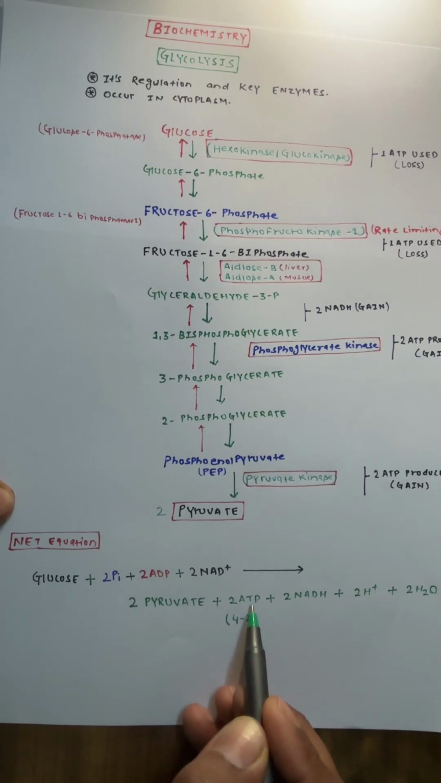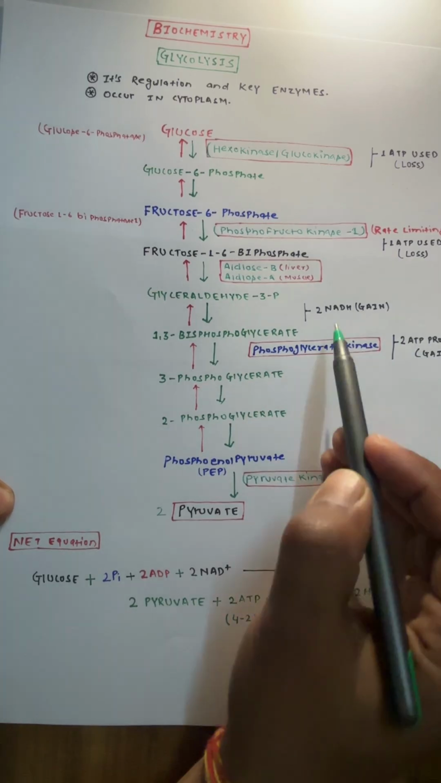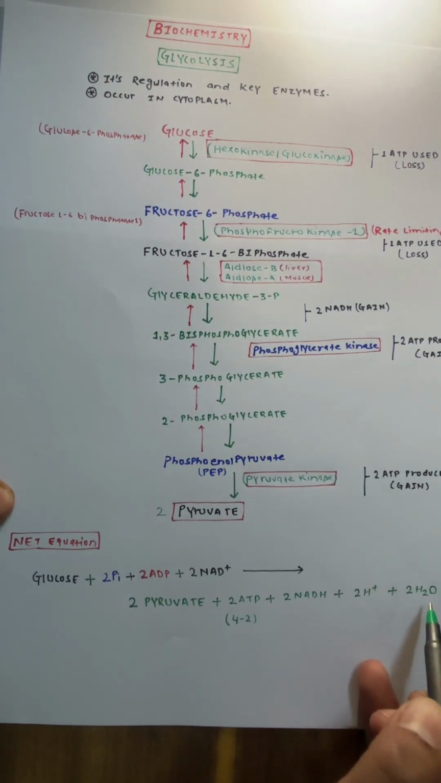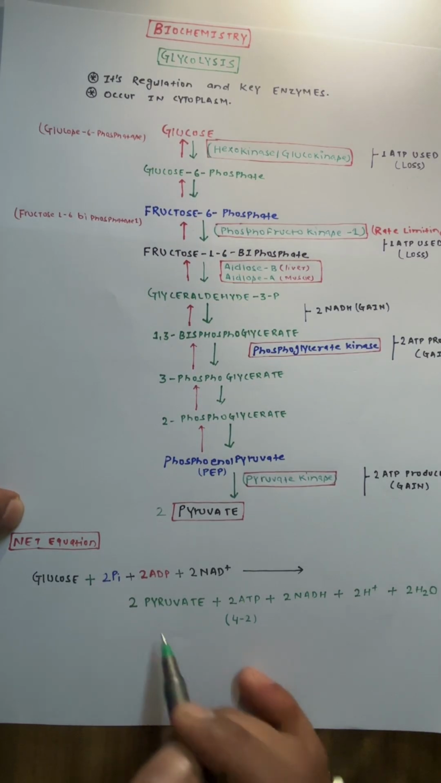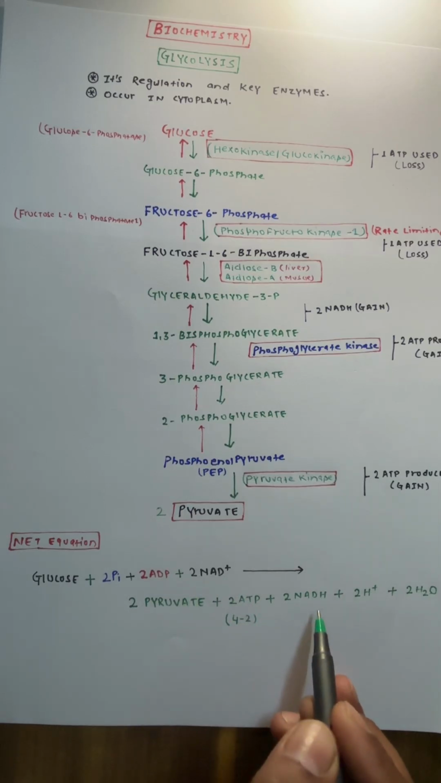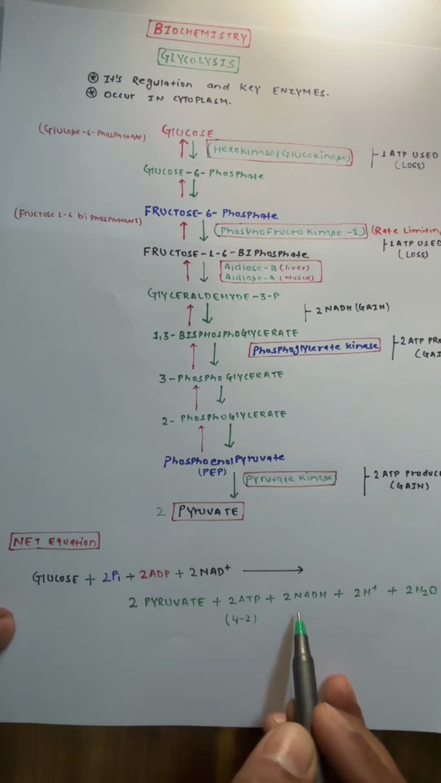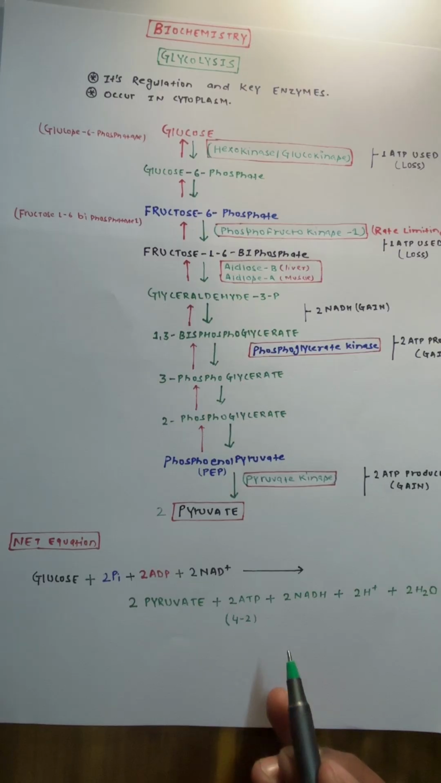So 2 ATP you are gaining, 2 NADH we are gaining from this step, and 2 H plus and 2 H2O. Now we'll look at how we are converting this NADH into ATP and how many ATP we produce in aerobic cycle and anaerobic cycle.